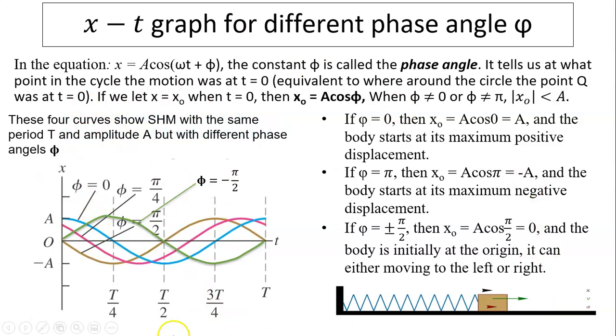So here are the x-t graphs. It's a sine function or cosine function. It's just shifted. Special case, when phi equals 0, remember this is just cosine omega t. So this is a cosine function. Here is phi equals pi over 2, you shift pi over 4 to the right. The other ones are phi equals negative pi over 2 and phi equals positive pi over 2. Negative pi over 2 is a positive sine function. When phi equals pi over 2, it's a negative sine function because you're going to the left. And this green one is you're going to the right. So these four curves show simple harmonic motion with the same period T and amplitude A, but with different phase angle.